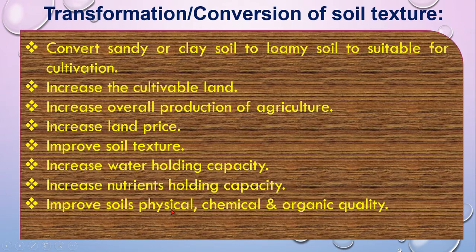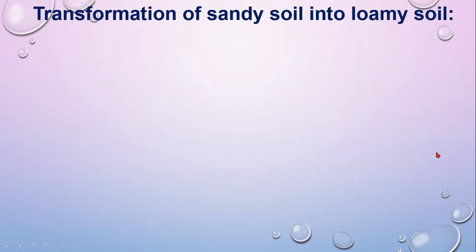Improve soil physical, then chemical and organic quality as well. When you convert the soil from one soil to another soil, that is the loamy soil, that can easily improve the soil's physical, chemical and organic quality. And at last, soil becomes fertile because that soil produces all types of crops. So this is all about the importance of transformation or conversion of soil texture.